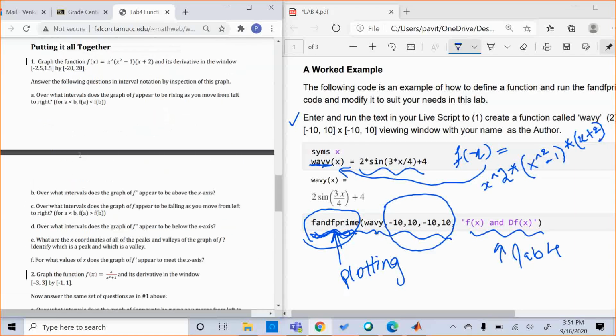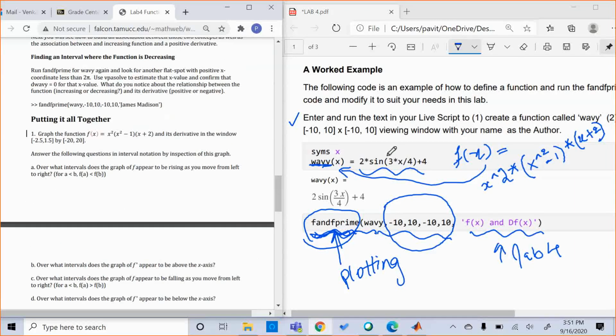So first what you have to do is just define the function. After that you have your window here.